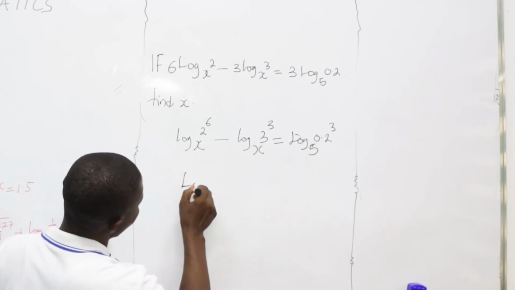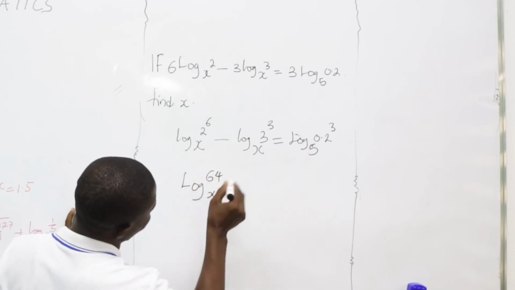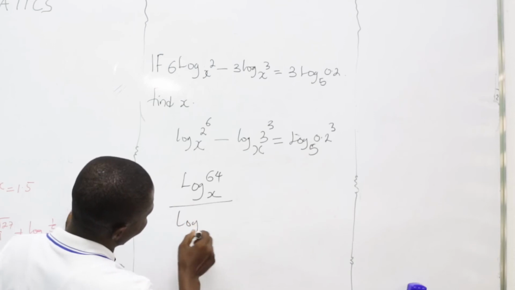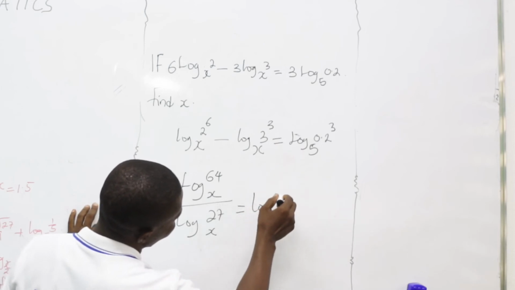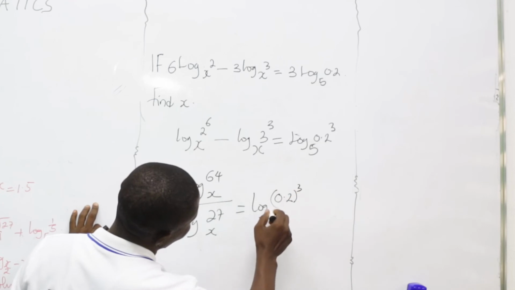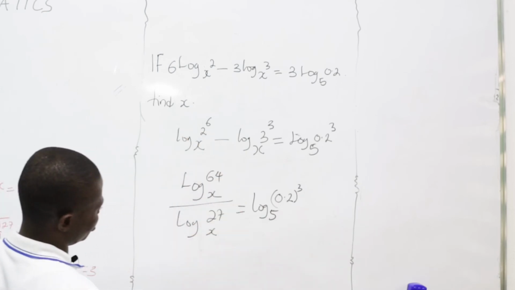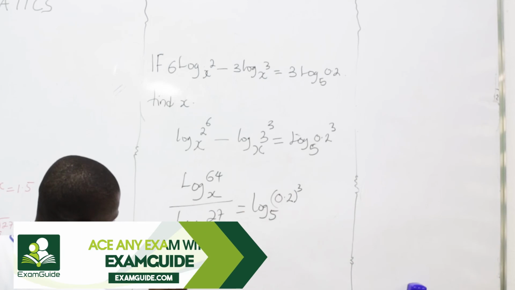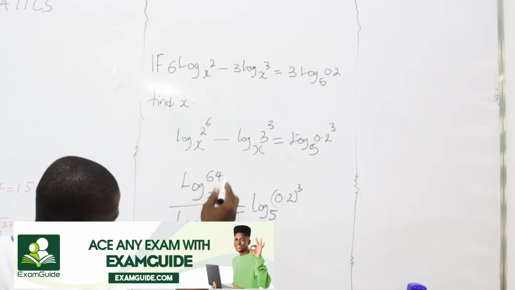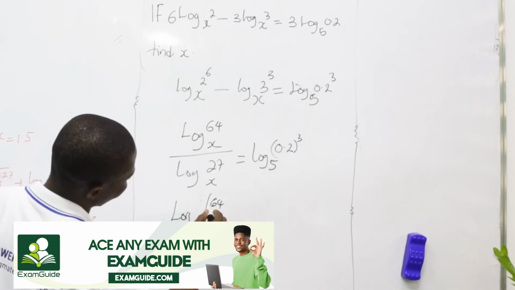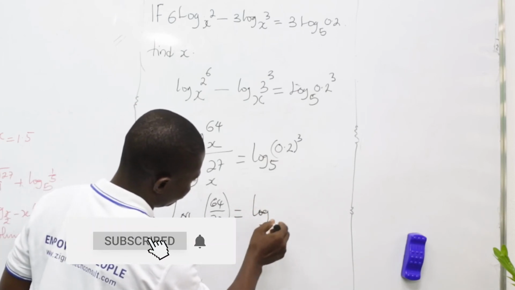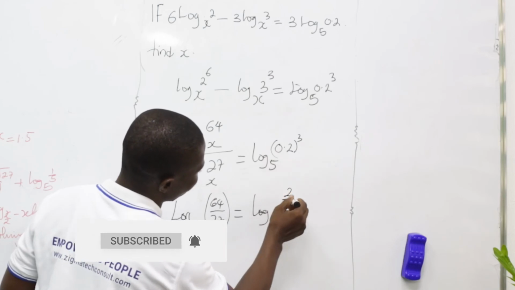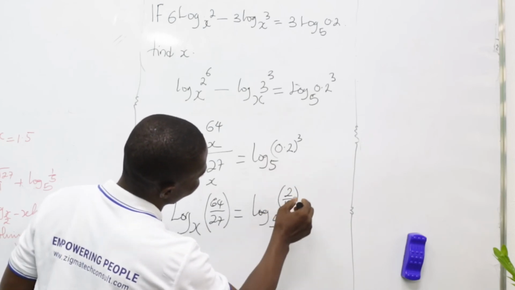So we'll have log 64 base x all over log 27 base x equals log 0.2 raised to power 3, base 5. I want to use one particular one here. This is 64, 27 equals, and 0.2 means 2 over 10, power 3.